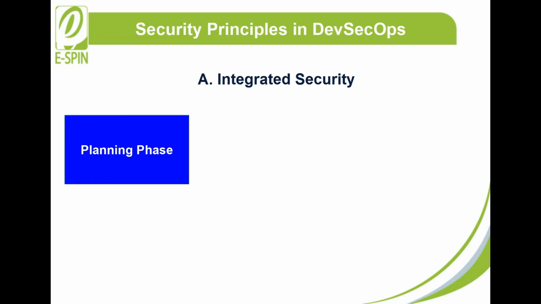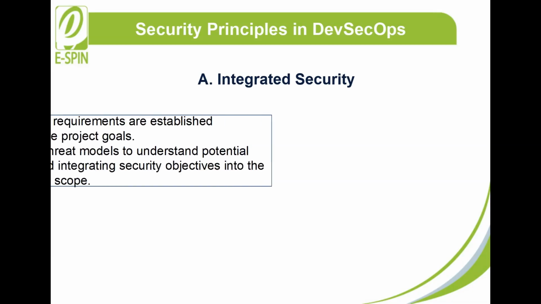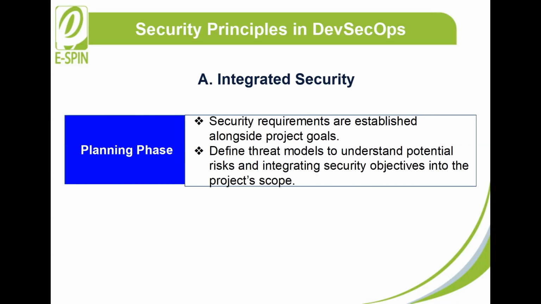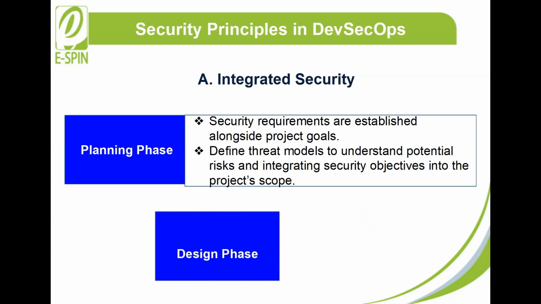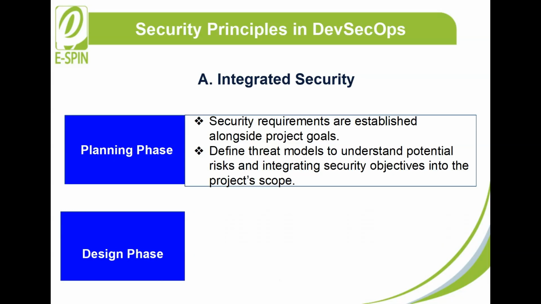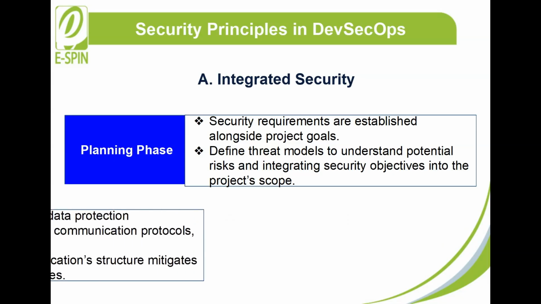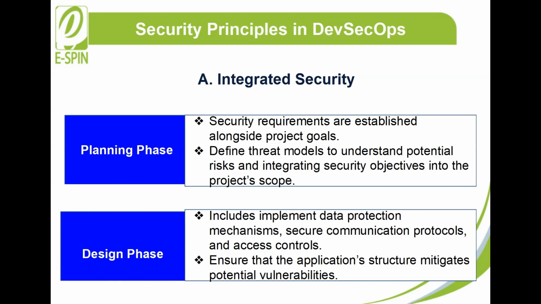The first phase is the planning phase. The security requirements are established alongside project goals. It defines threat models to understand potential risks and integrates security objectives into the project's scope. The second phase is the design phase. The design phase includes implementing data protection mechanisms and secure communication protocols.